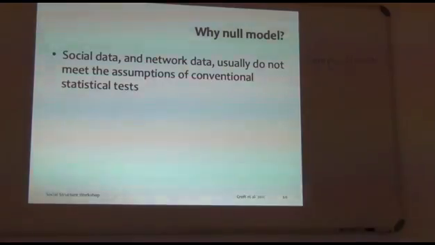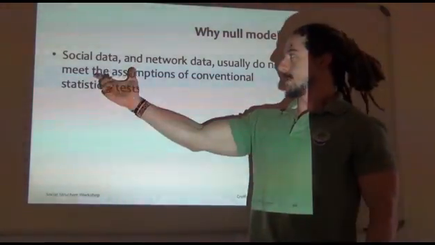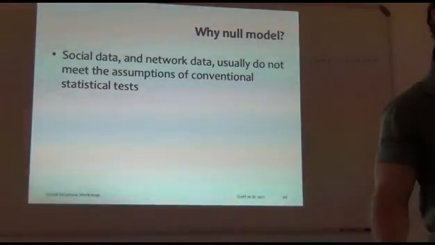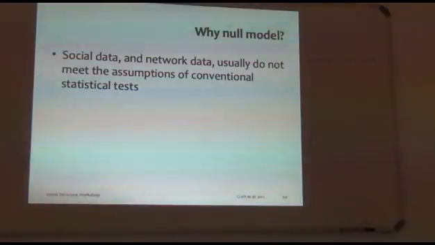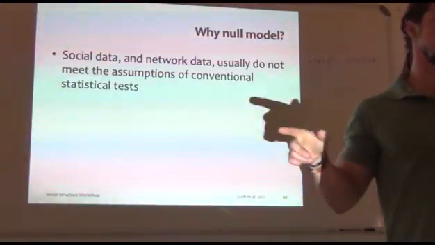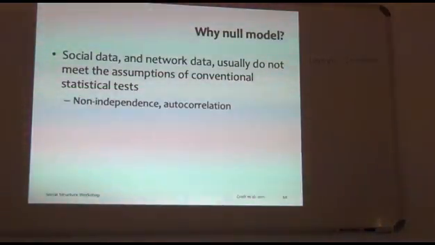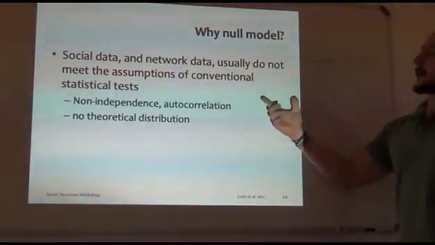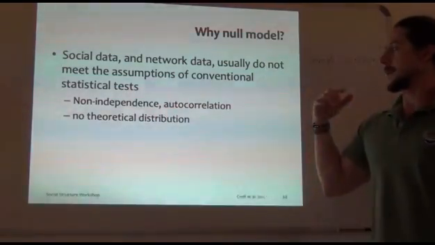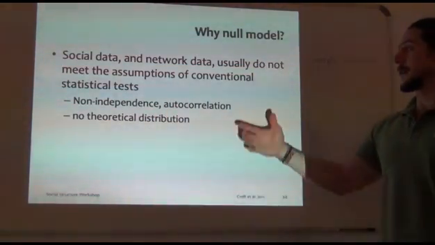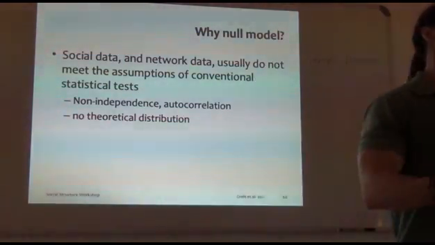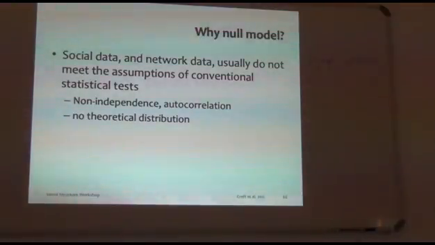Good, so we're going to use a null model because our social data, in this case our network data, usually won't meet any assumption of the conventional statistical tests. So we cannot compare our empirical results with those theoretical distributions. So we have to come up with our own distribution. Network data is usually non-independent, and there's lots of autocorrelation in our data, and so probably there won't be any theoretical distribution that is feasible for us.